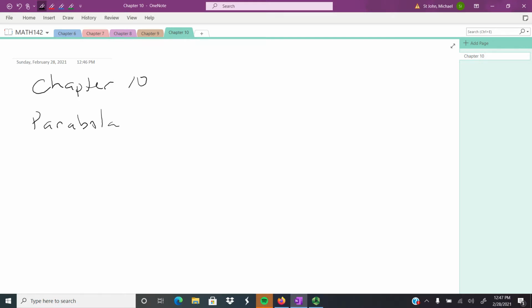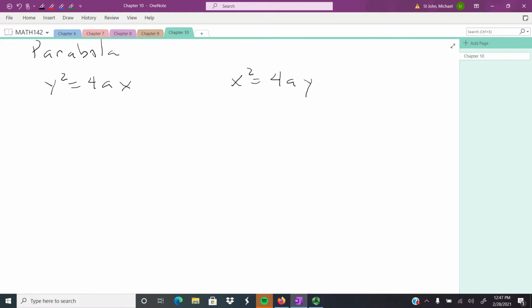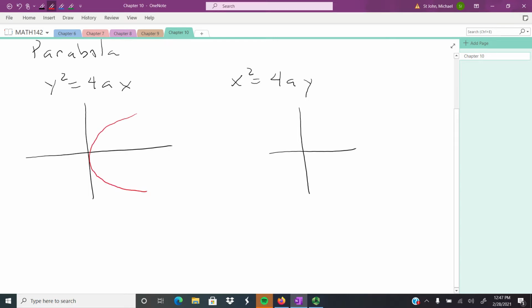First off, parabola. y squared equals 4ax, or x squared equals 4ay. So what do these look like? Well, one would be a parabola going like this, and the other one's a parabola going like that.